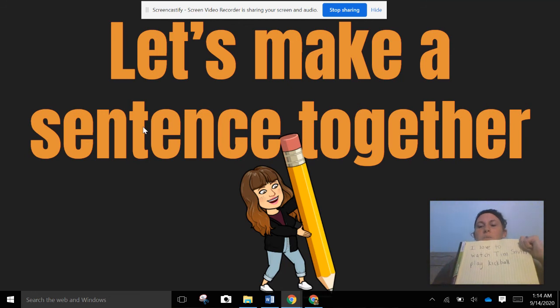Play kickball, but there's something missing at the end. What is it? There you go, an exclamation mark, period, or a question mark. You can do an exclamation mark if you're screaming it, saying, I love to watch Tim Smith play kickball. You're yelling it. Okay, so that's what an exclamation mark would do.